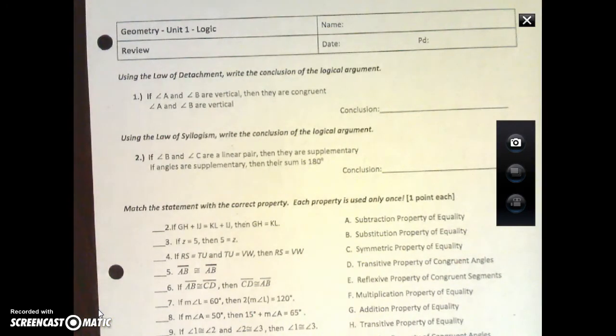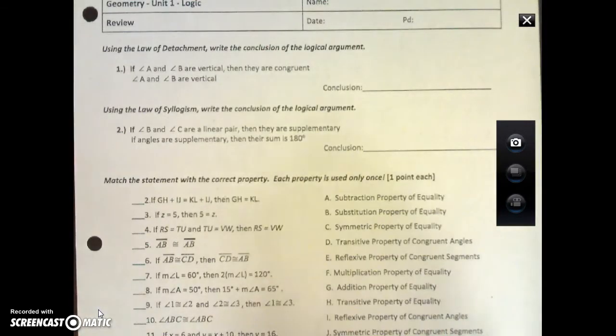Alright, ladies and gentlemen, welcome back. This is our first big test, okay, our Unit 1 on logic. So we're going to take a look at our review today. This video is here to help you guys out, so let's get cracking on it.